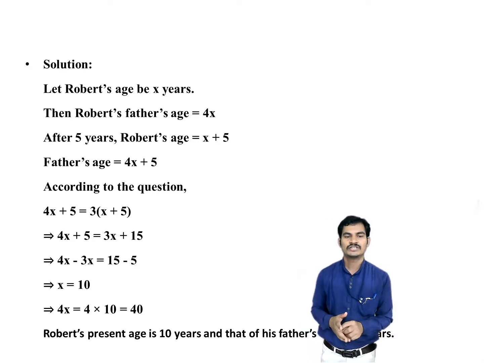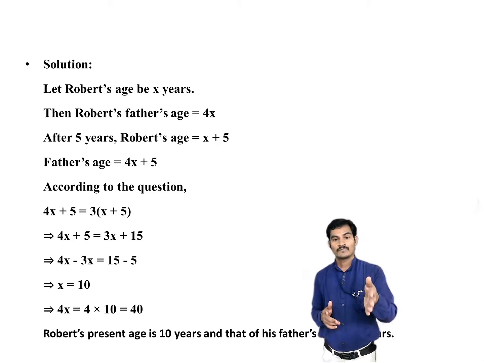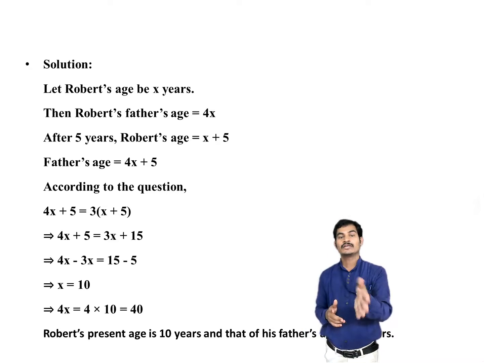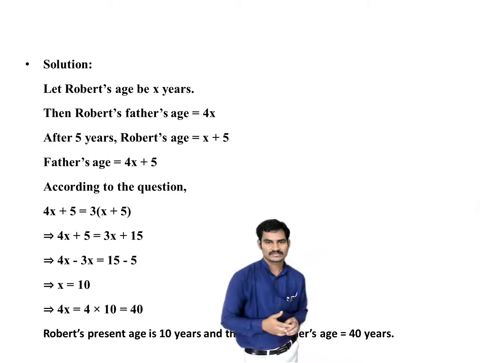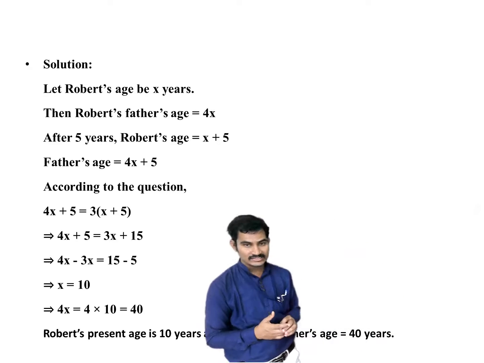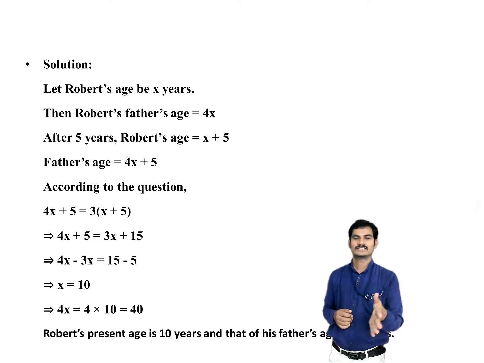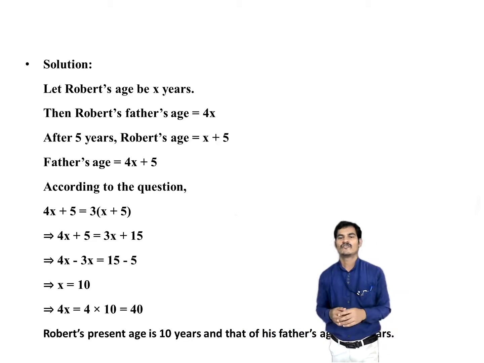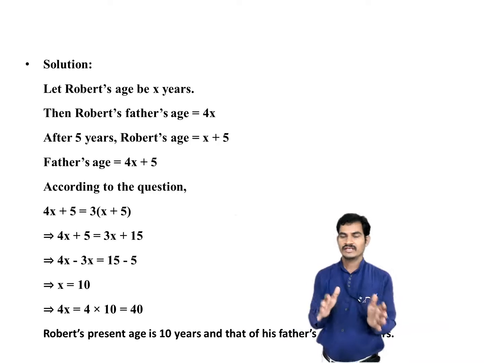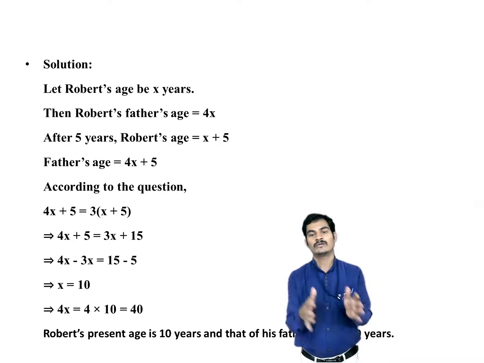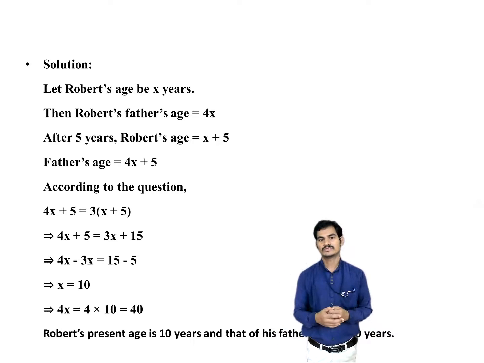Then as per the given information, Robert's father's age is 10 into 4, means 40 years. So these two are the present ages of Robert and his father. Robert's age is 10 years and his father's age is 40 years. Like this, if you think, then it's very easy to convert the word problem into equations. So we will discuss some more word problems in the next videos.